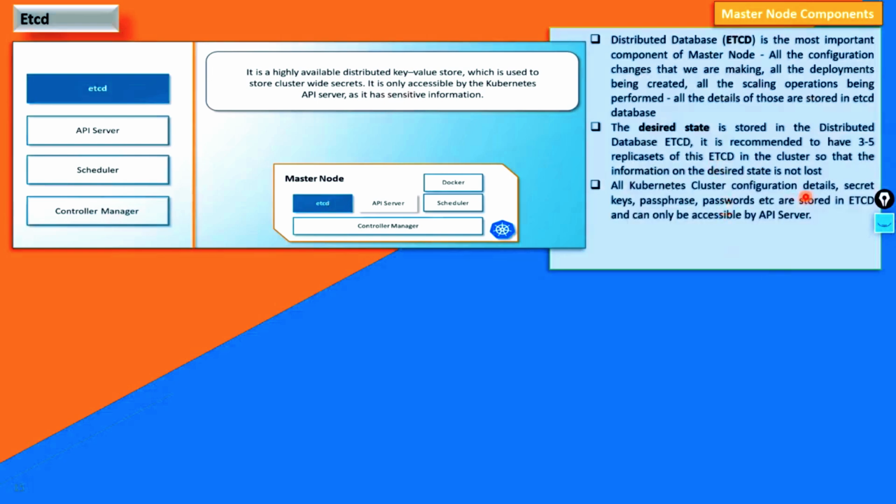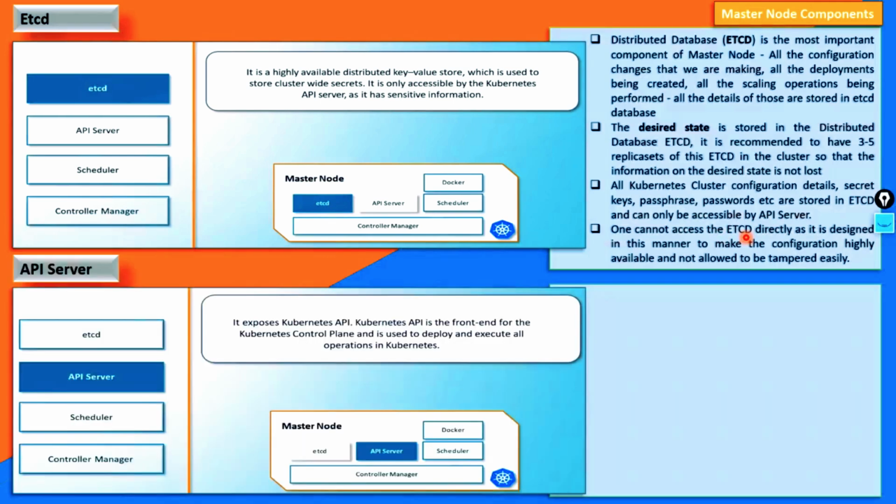All Kubernetes cluster configuration details, secret keys, the passphrase, the SSL keys, your TLS certificates, all these things will be stored in etcd. Passphrases, passwords, etc. are stored in etcd. Nobody will have access to it as per the design. It can only be accessed by the API server. One cannot access etcd directly. Now coming to the next vital component of Kubernetes, the API server.